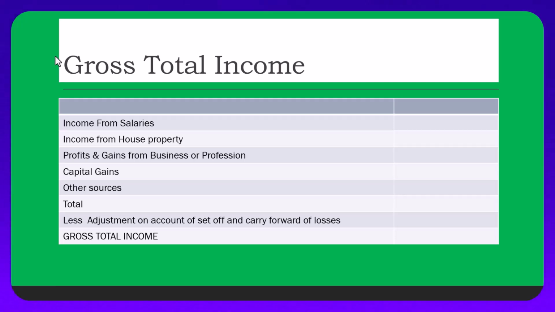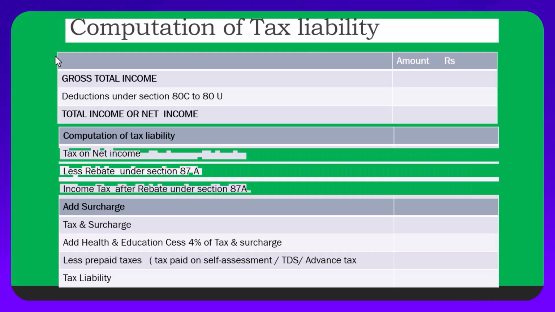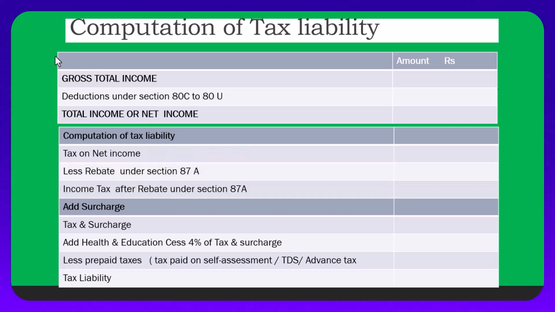Then we have the gross total income. You arrive at the gross total income after calculating income from salary, income from house property, profits and gains, and capital gains. Now, if you have suffered a loss in earlier years, you can claim that loss also. Suppose last year you suffered a loss of 1 lakh rupees, either from your business income or from house property. You can claim it in the current year and reduce your tax liability.